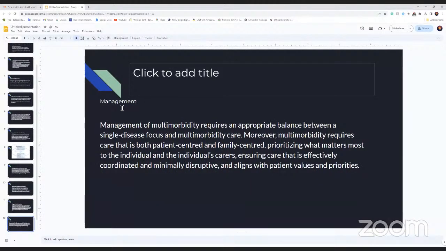How to manage multimorbidity? Management of multimorbidity requires an appropriate balance between single disease focus and multimorbidity care. Moreover, multimorbidity requires care that is both patient-centered and family-centered, prioritizing what matters most to the individual and the individual's carer. Ensuring care that is effectively coordinated, minimally disturbed, and aligned with patient values and priorities.